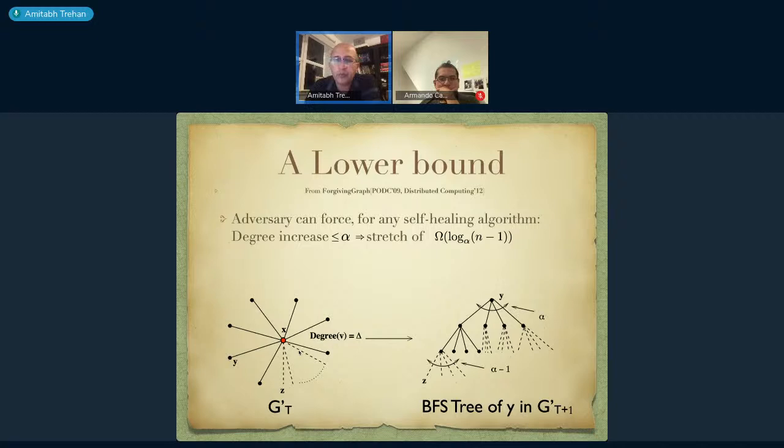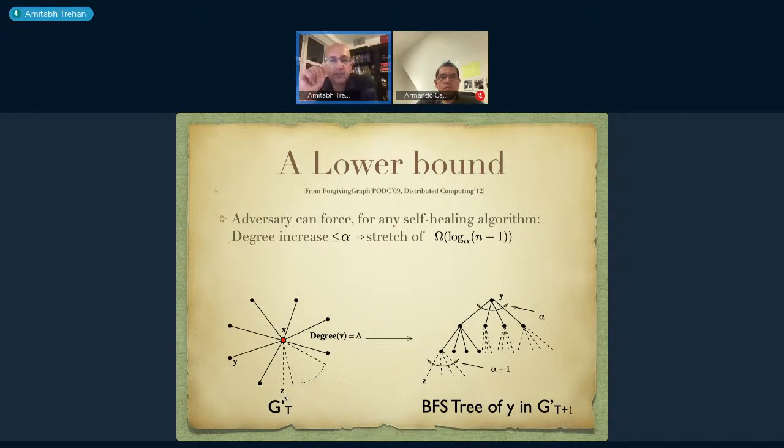But whatever structure you put in, let's look here when X is deleted, and concentrate on two children or two neighbors of X called Y and Z. Now notice the difference here. When we come to forgiving graph, since we are looking at a fully dynamic system where we don't have a tree structure, we don't have any parent-child relationship now.